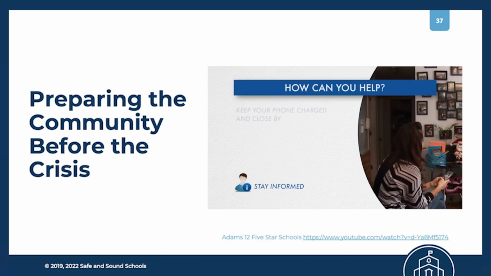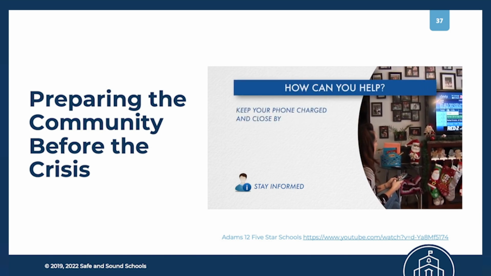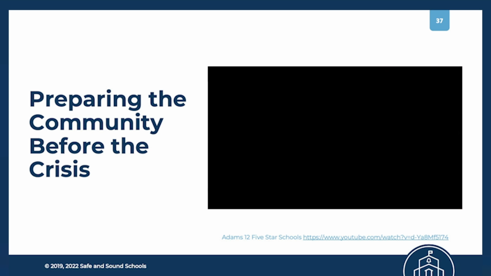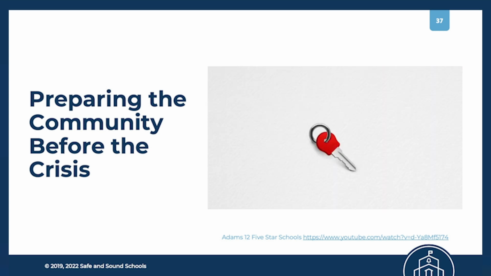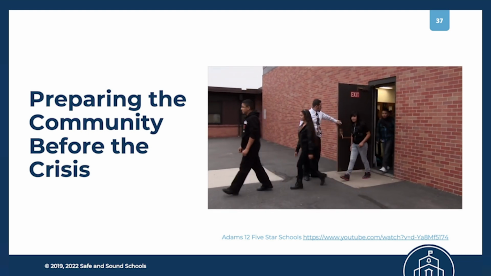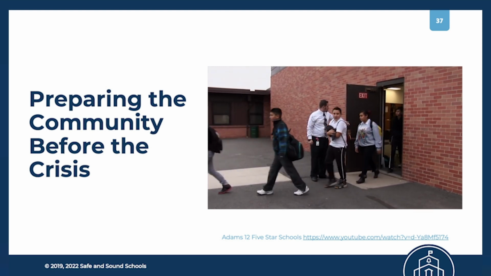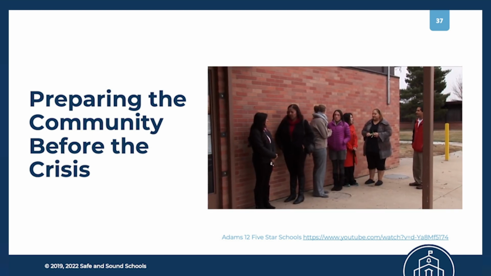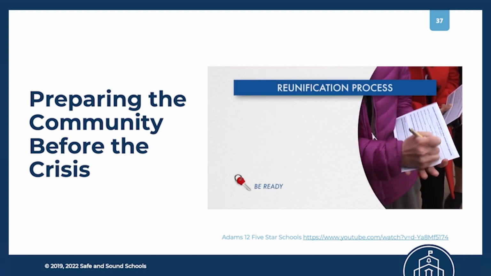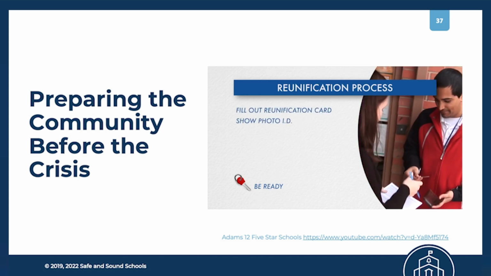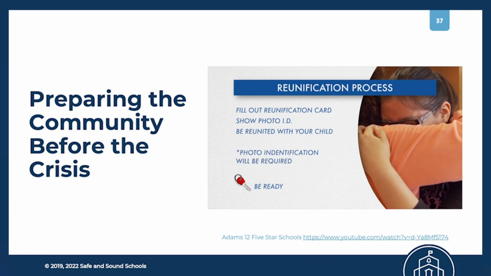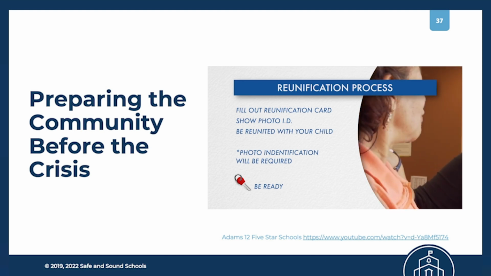How can you help? Keep your phone charged and close by. Stay informed by monitoring the district website and local news media. Here's what you can do to be ready and what to expect. In the case reunification is necessary, you'll be informed of where and when to pick up your child and what you need to bring. Parents and guardians will come to a reunification check-in location. Upon arrival, you will be asked to fill out a reunification card, show your photo ID, and then be reunited with your child. Remember, photo identification will be required at the reunification site.